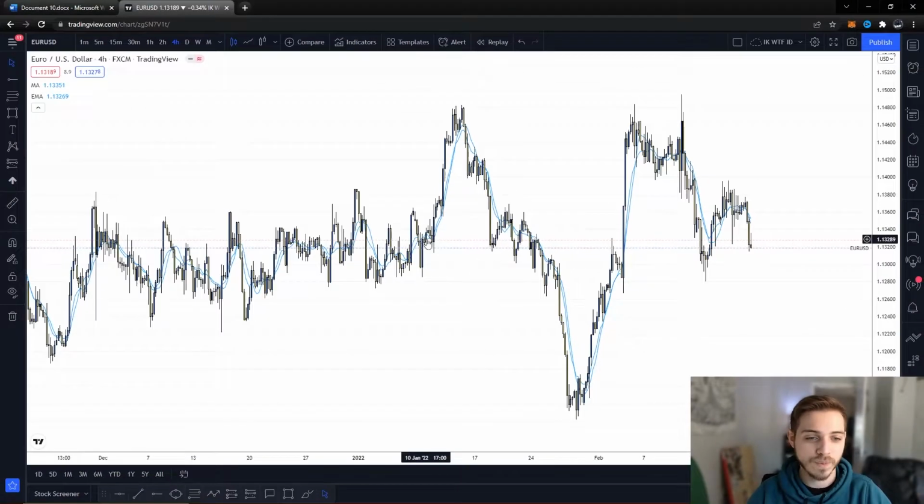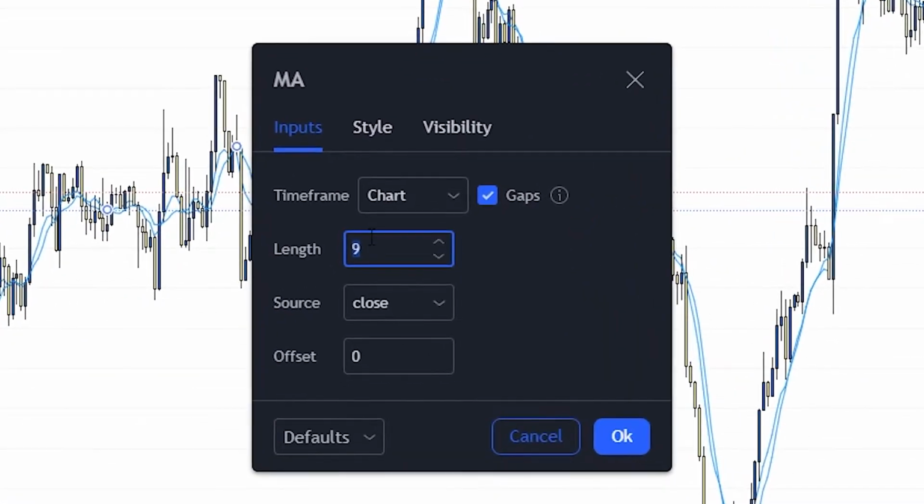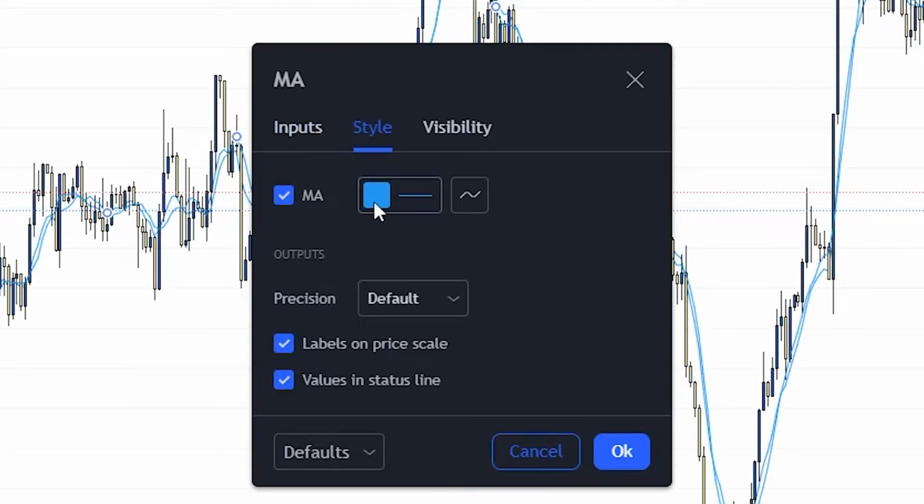Now, at first glance, you're probably like, this does not look like it's going to help me at all. And that's because it isn't, because we have to set up the settings for both of these. So for the standard moving average, we want the length set to 8, the source set to close, and the offset you can leave as it is. I choose to leave mine as blue, but you can change this to whatever color you want and leave all of the other settings how they are.